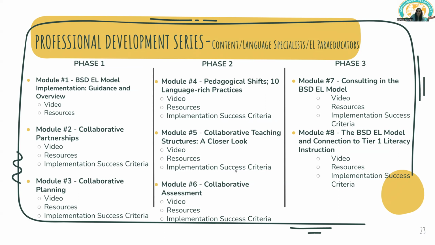So what does it look like to have an effective collaborative partnership in a co-teach model? What does collaborative planning, what is the implementation success criteria for collaborative planning? What should we see if we observe, or if your administrators observe collaborative planning? And then what is the success criteria for implementing the language-rich practices, collaborative co-teaching, et cetera. And then we are going to expect that paraeducators will also receive a lot of this training, and there will be some guidelines for how we will be supporting our paraeducators and supporting students.